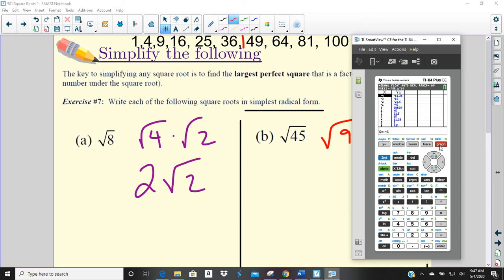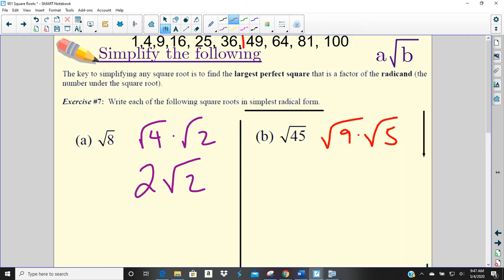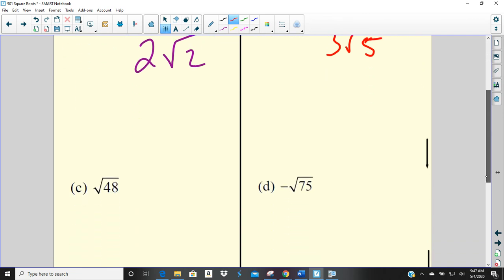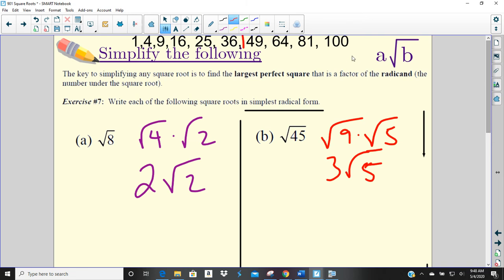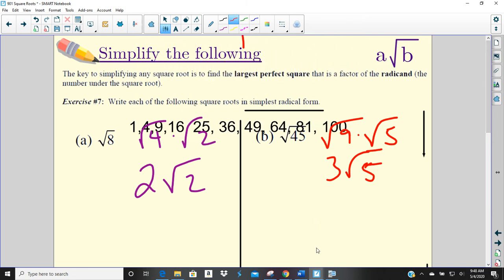Do not use the calculator to find the exact value of square root of 45, because guess what? This is the exact value. We're left with 3 radical 5. You're going to be left with some repeating decimals. We'll talk about that soon, but that's your answers for B. Look at C. What is the perfect square that is a factor of 48?